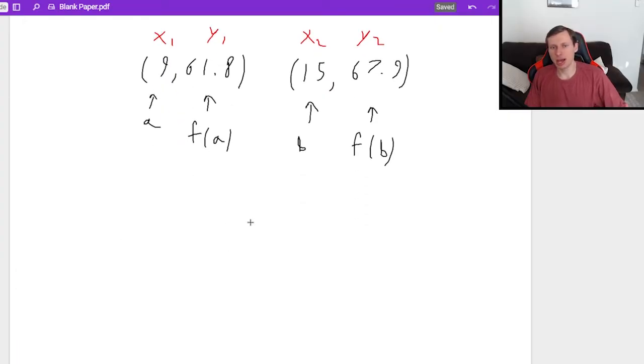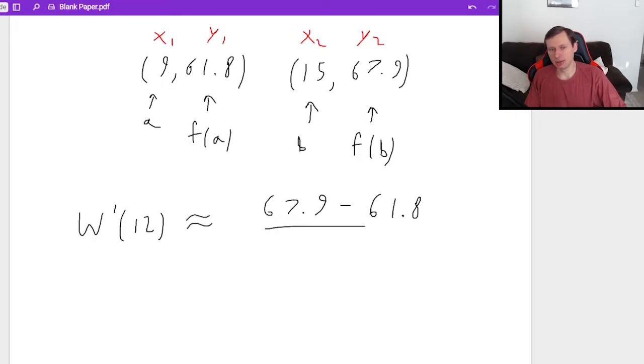So plugging it in the average rate of change formula, I would say W prime of 12 is approximately equal to, and the reason why I'm putting the approximate symbol is because this is an estimate. It's going to be f of b, which is 67.9, minus f of a, 61.8, divided by 15 minus 9. Now this is question 1, so it is the calculator section, which means I'm going to get to plug this in my calculator and save myself a headache on the test.